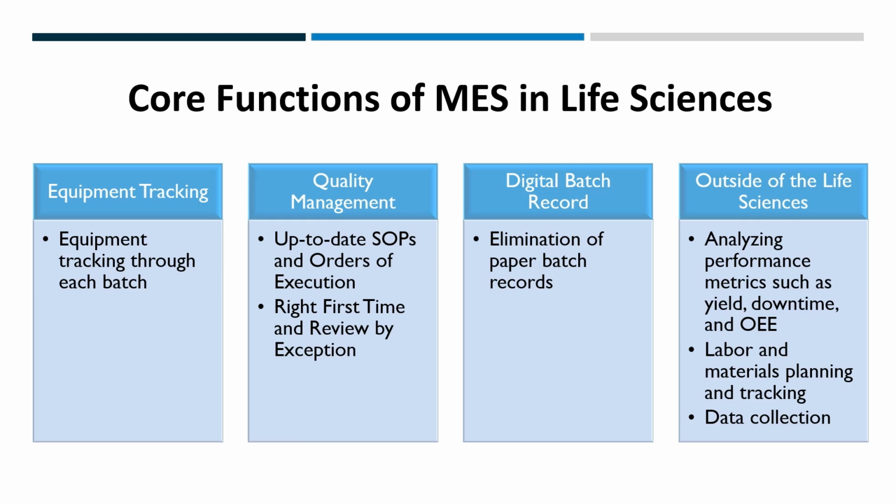Review by exception means that instead of combing through every piece of data whenever you're doing your quality reviews, the system can flag exceptions and then you can review that way instead. It saves a ton of time. It also allows for equipment tracking throughout each batch.